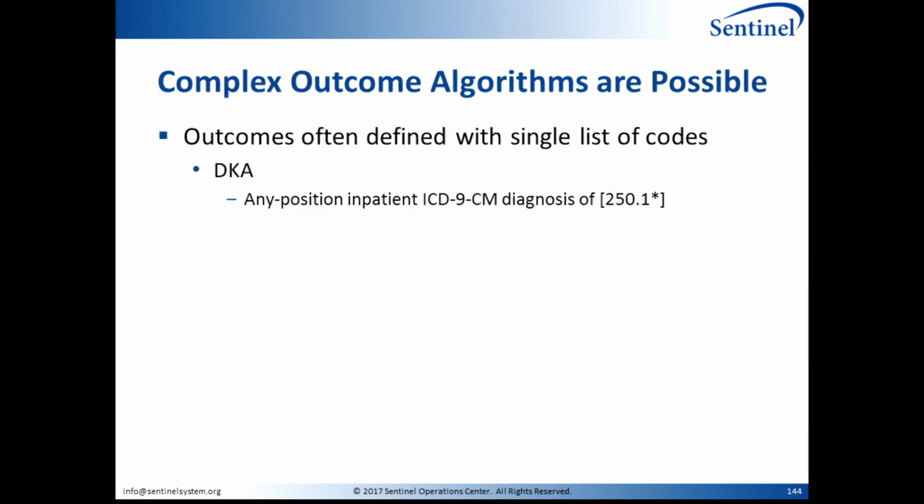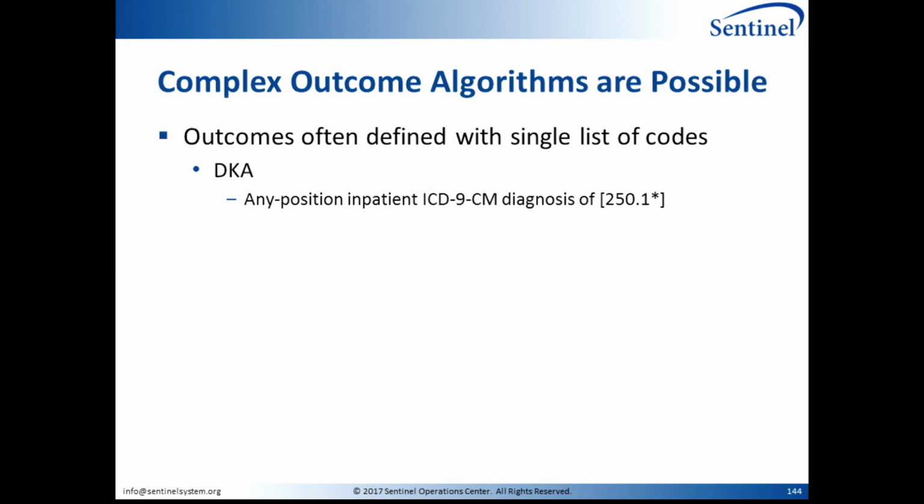So one of the things that's true is that in the initial look at DKA, we had a very simple definition. We are looking at an any position, inpatient, ICD-9-CM diagnosis that was 250.1*. That asterisk is a wild card. It means any number after that can be utilized. And so this is what we would think of as a simple list of codes with ORs connecting them in terms of Boolean logic.